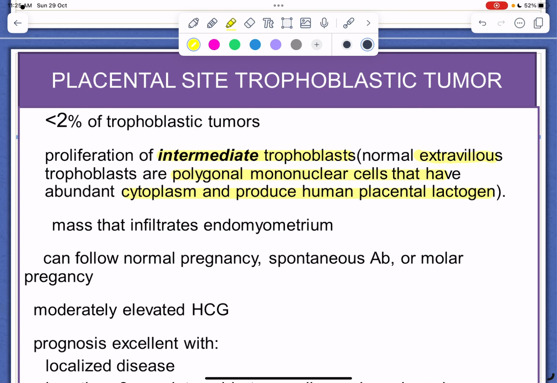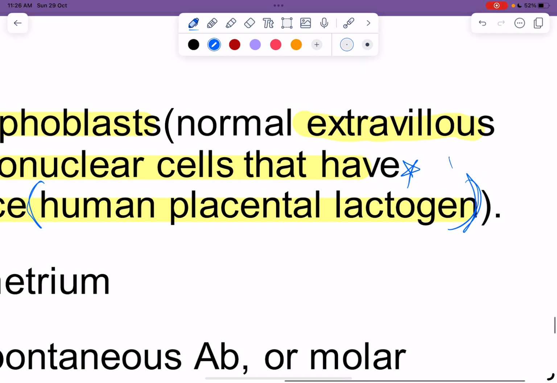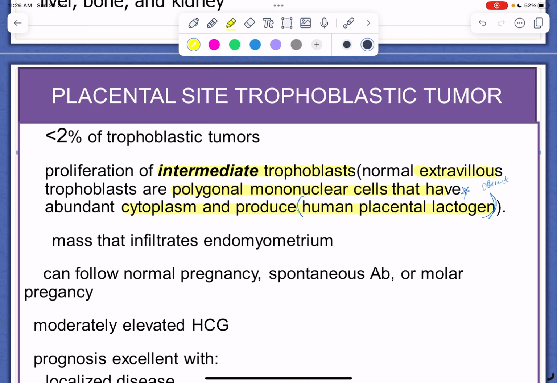And it secretes human placental lactogen. The syncytiotrophoblast secretes HCG. This cell produces human placental lactogen, different from HCG. The intermediate trophoblast, the normal extravillous trophoblast, are polygonal mononuclear cells that have abundant cytoplasm and produce what we call human placental lactogen. The mass of this tumor infiltrates into the myometrium.